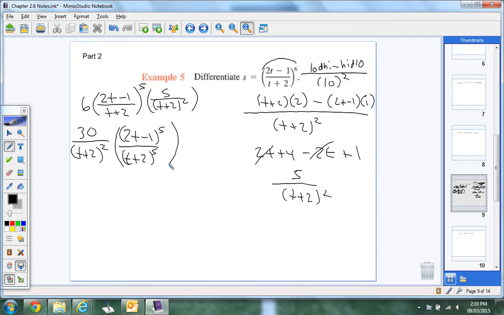So I can put this all together, and if I lose you here, let me know. The 30 is just going to slide right into the top. 2t minus 1 to the 5th. The bottom, like we just said, is t plus 2 to the 7th. That's your S prime. That's as simple as it gets. Don't forget, this is still the derivative. This is still technically the equation of the tangent slope. I know it's more difficult, but that's kind of where we're going here.